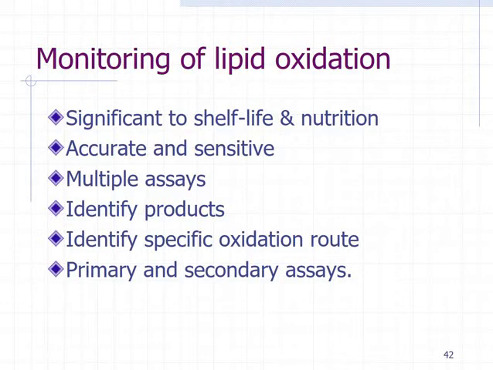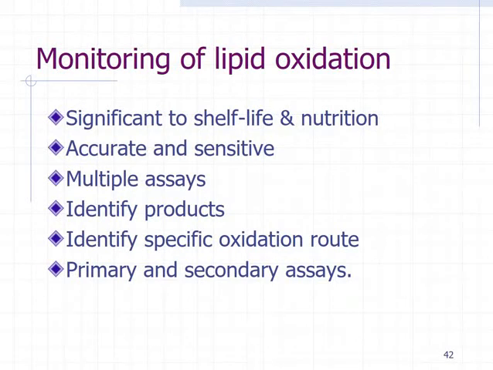Very important in terms of monitoring lipid oxidation, the assays have to be accurate and sensitive. Accurate in such a way that it must tell us that we are measuring peroxides and how much there is, because there are some methods whereby at a certain concentration they cannot pick up the analyte. They have to be very accurate and sensitive in such a way that they can even measure 0.0001%, if you know what I mean.